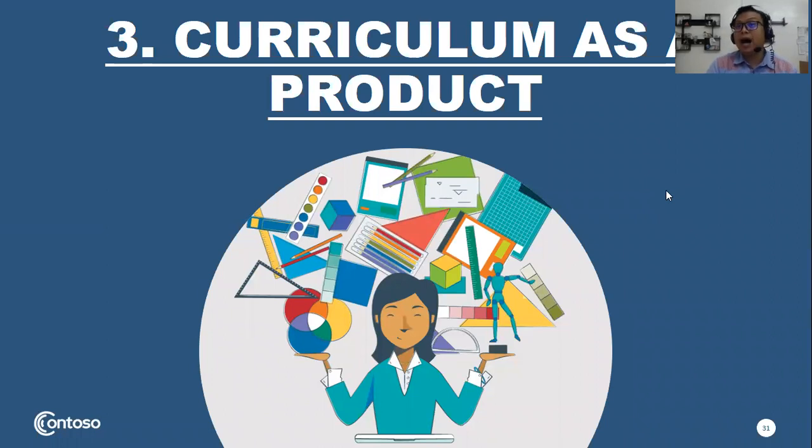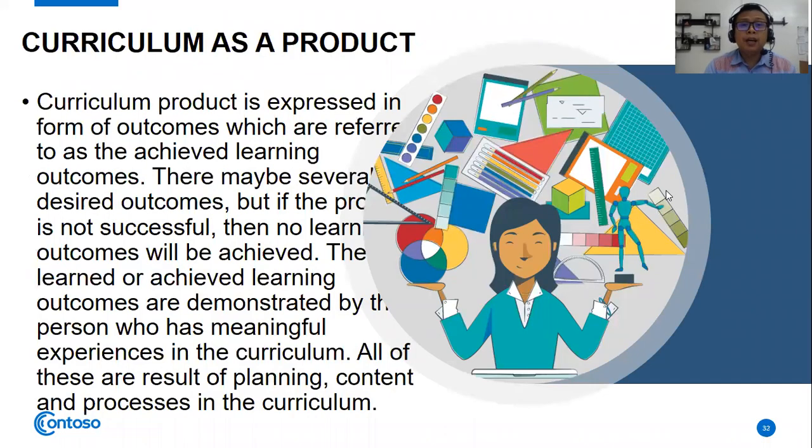Third way is as a product. Curriculum product is expressed in the form of outcomes which are referred to as the achieved learning outcomes. We have the what to teach. We have the how to teach. But what's the product? There may be several desired outcomes, but if the product is not successful, then no learning outcomes will be achieved.